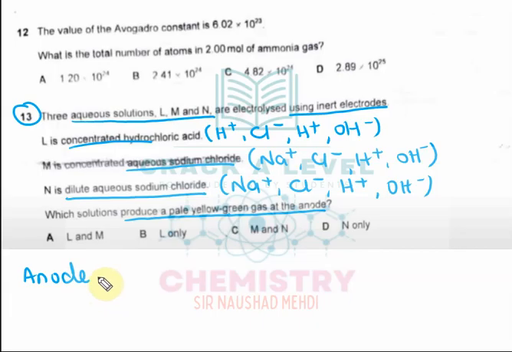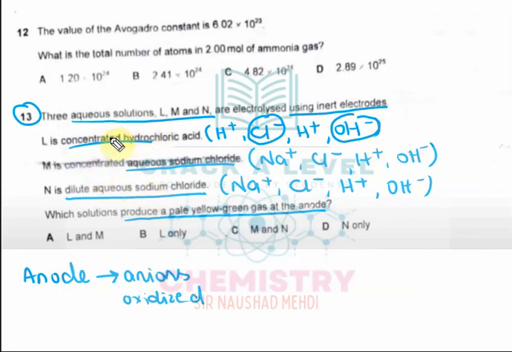So anode, we all know that at the anode the anions go over there and they get oxidized. So at anode, since the anions are discharged over there, first of all, if we look at the first one, the anions are your Cl minus and OH minus. Okay, these are your anions. So which one will get discharged?